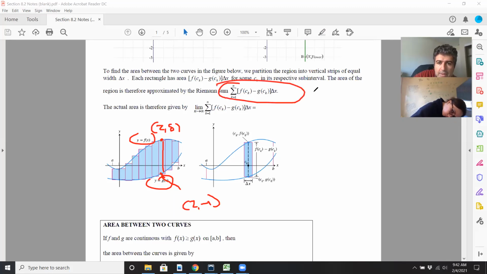So this right here is the total area of all rectangles. And so we can give the actual area as a limit, and as a limit, that's a definite integral from a to b of your top function, which is f of x, minus your bottom function, which is g of x.